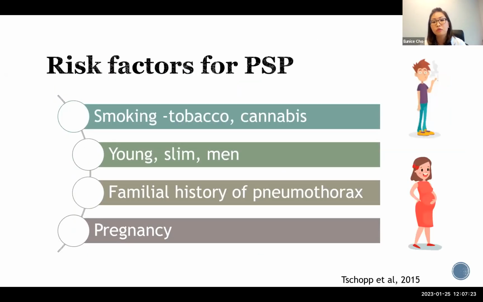Some of the risk factors for primary spontaneous pneumothorax: think of a young gentleman who is skinny and who smokes cigarettes. Both for tobacco and cannabis, smoking is associated with increased risk for pneumothorax. And as you can imagine, the higher the smoking history, the higher the chance that they will have pneumothorax. Also, if there's any family history of a spontaneous pneumothorax, and a young woman who is pregnant are also at increased risk for developing primary spontaneous pneumothorax.